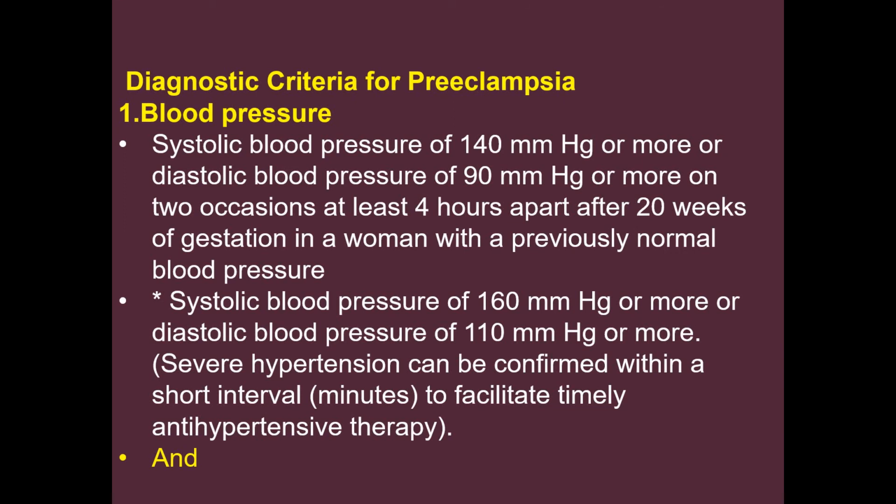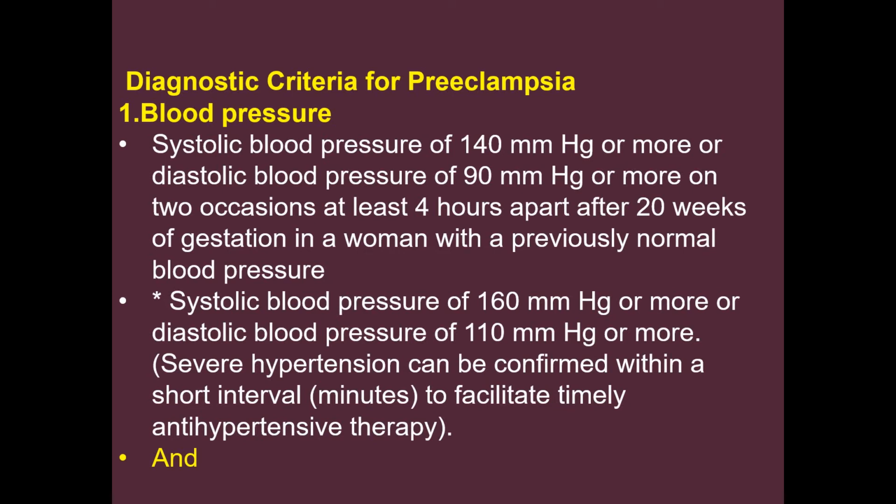Diagnostic criteria for preeclampsia include, first, high blood pressure. Blood pressure should be systolic more than 140 or diastolic more than 90, measured 4 hours apart, for patients more than 20 weeks gestation who were previously normotensive.